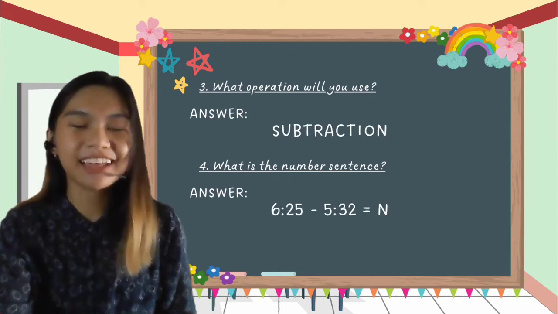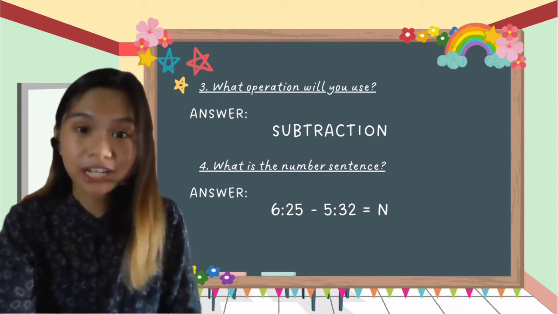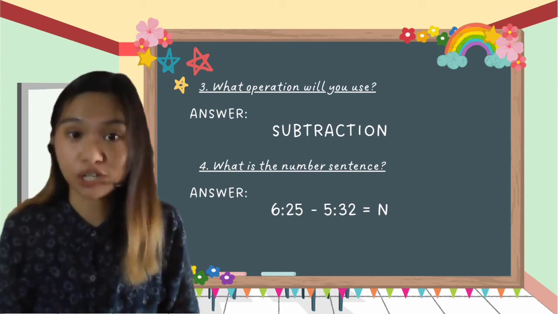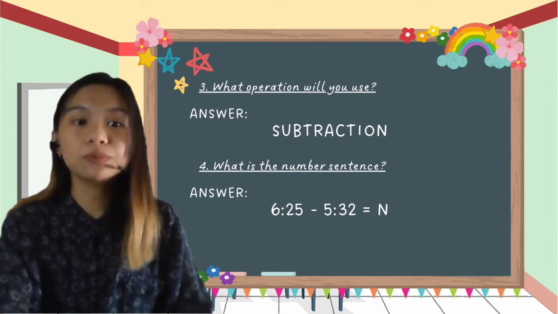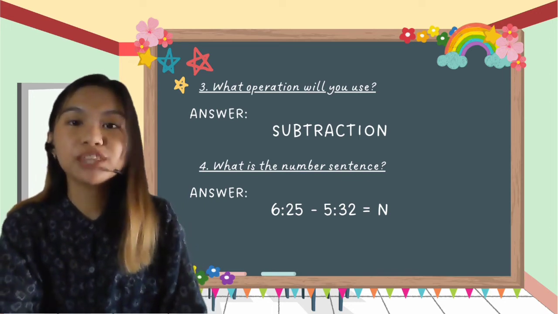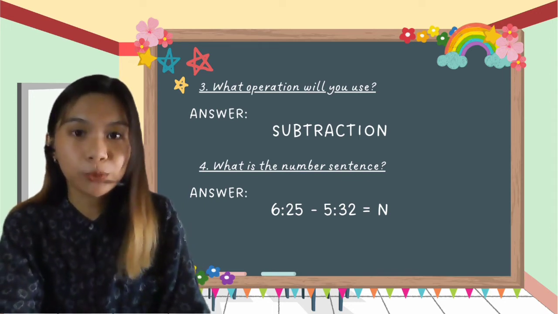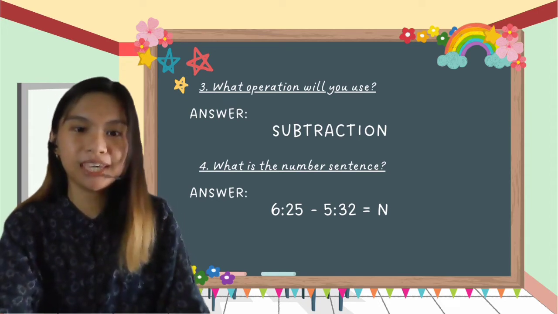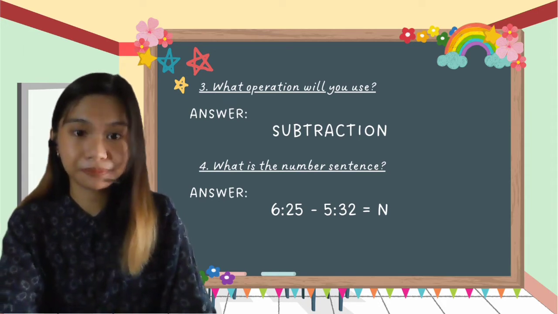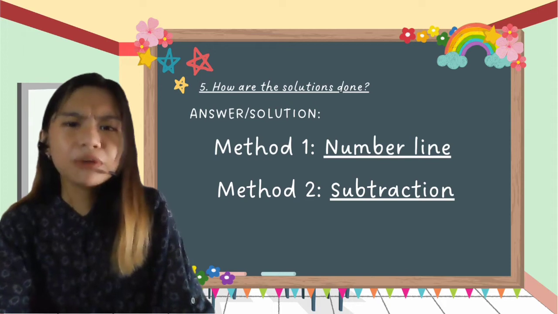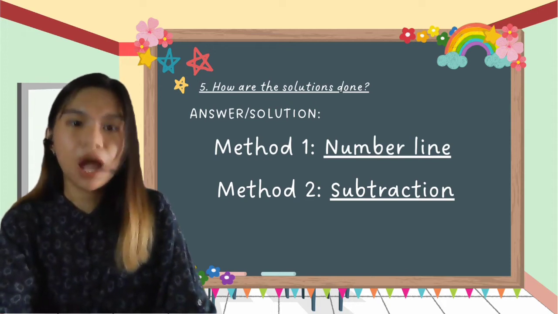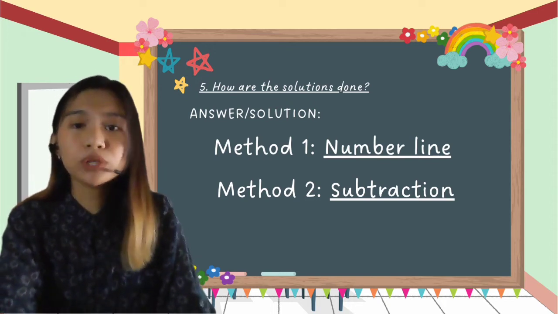Okay, that's correct. Excellent. The operation we'll be using is subtraction, and the number sentence would be 625 minus 532 equals n. Okay, very good. Now, how about the next question? How are we going to solve it?